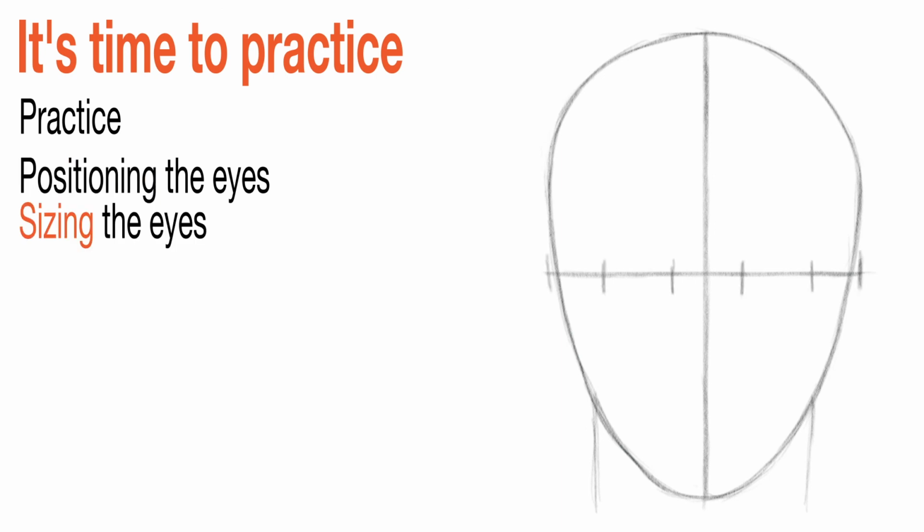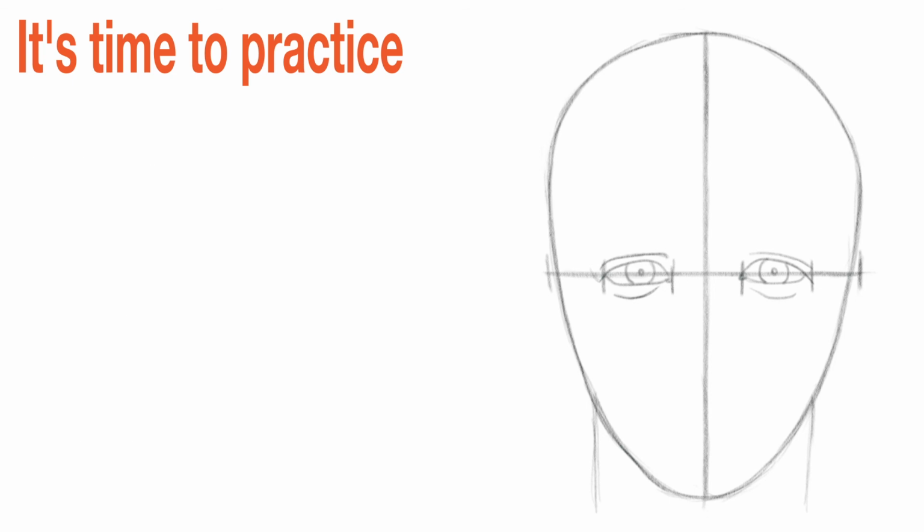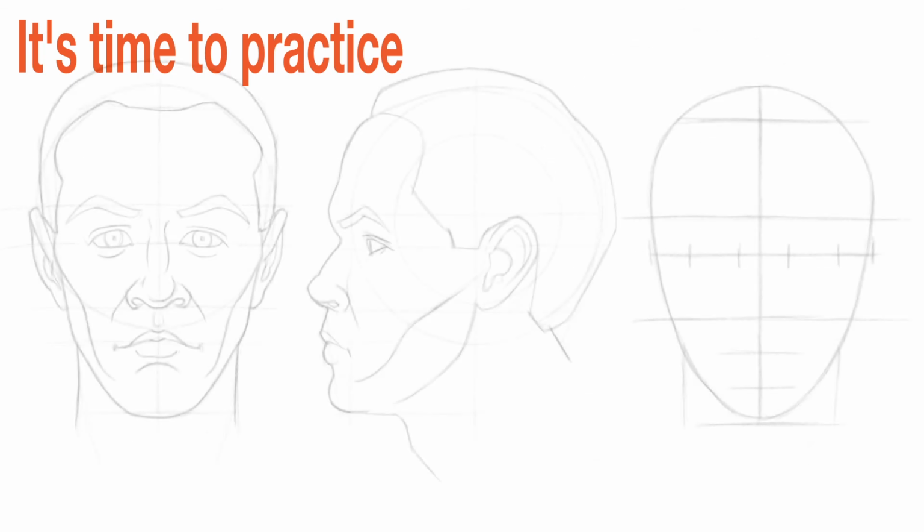Practice placing and sizing the eyes on that head and then draw some eyes. Drawing the eyes will actually help you see how well you did in placing and sizing those eyes. If you need to make adjustments to your drawing, go ahead and do so. Making adjustments to your drawings just helps you improve your ability to place and size those eyes more accurately. Once you finish that drawing, go ahead and do another.